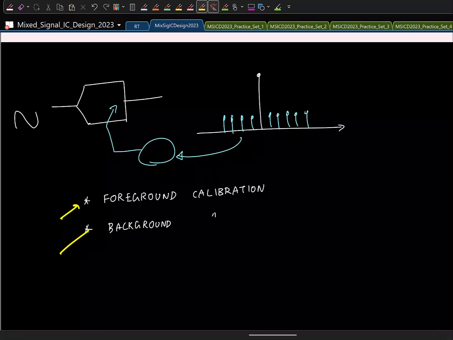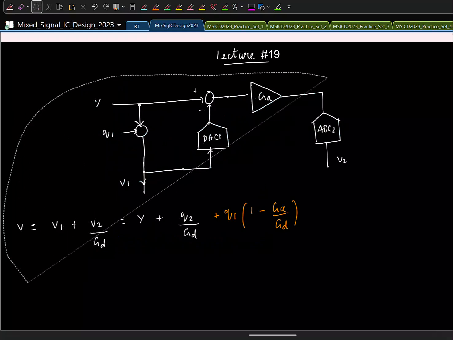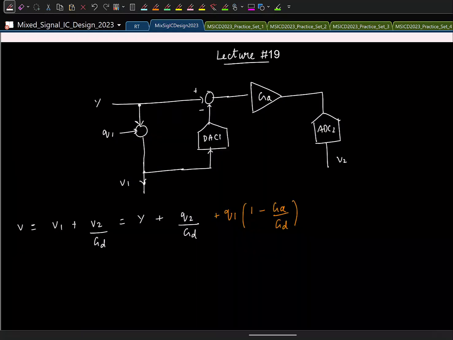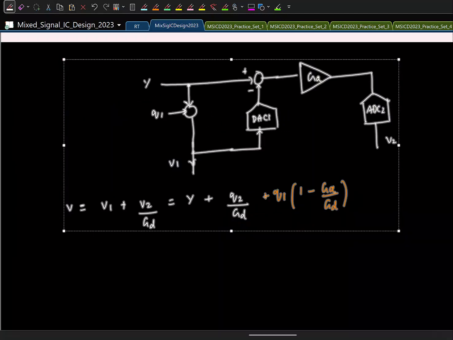But in foreground, you can't do it. In practice, we can have a combination of the two also. You can first do a foreground calibration, fix things, and then have background calibration to track for changes. So today we look at a couple of techniques used in background calibration. And for that, let me copy this. So again, I'll take this example of gain calibration, but the same thing can be extended for anything and everything.